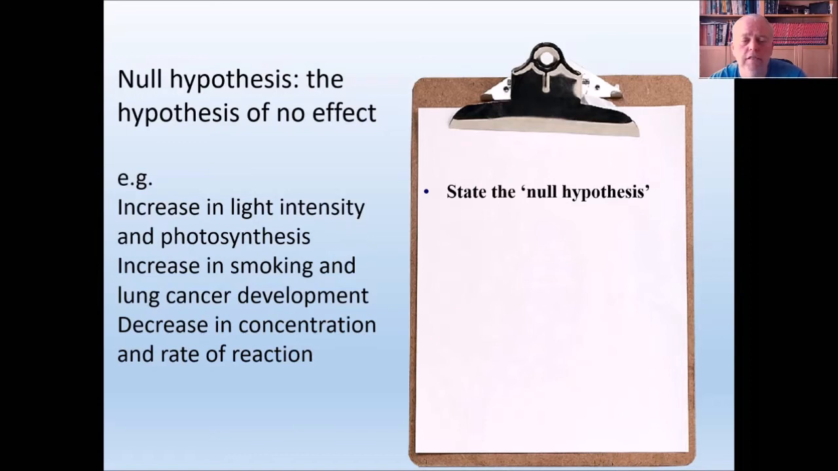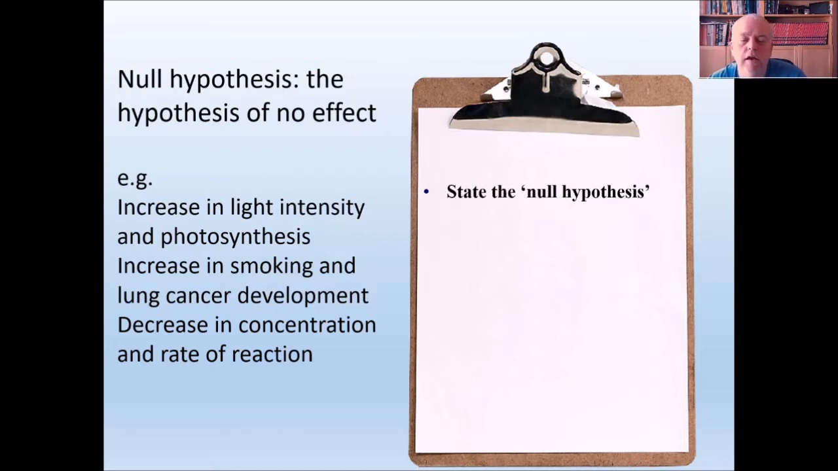Okay, hopefully you got a chance to have a look at that and think about what the null hypotheses would be. So the first one, we've got this idea of increasing light intensity and photosynthesis. So a simple null hypothesis could be that increasing light intensity has no effect on the rate of photosynthesis, or increasing light intensity doesn't increase the rate of photosynthesis, something about that idea of no effect.